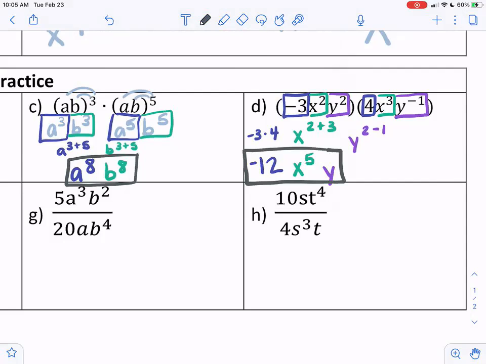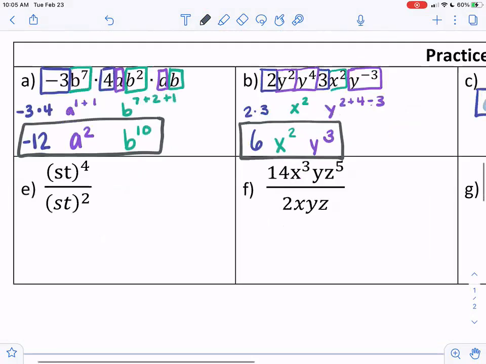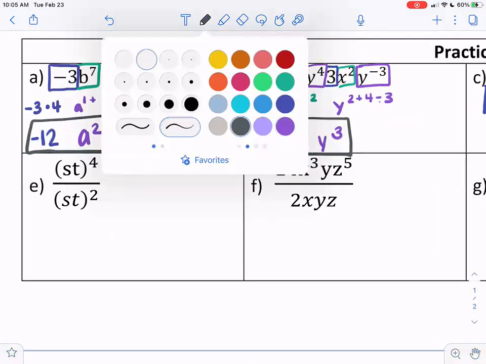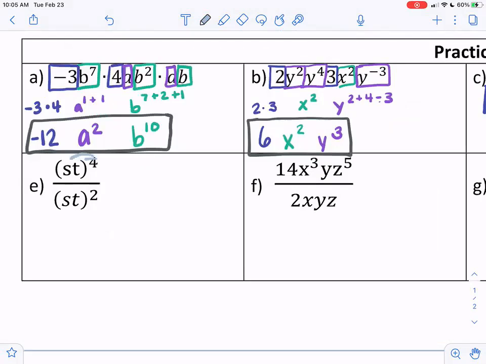Let's scroll on over to the other side and let's look at E and F. So for E and F, we need to first distribute the 4 and the 2. So I would get S to the 4th, T to the 4th, S to the 2nd, T to the 2nd. Now I can go ahead and simplify.